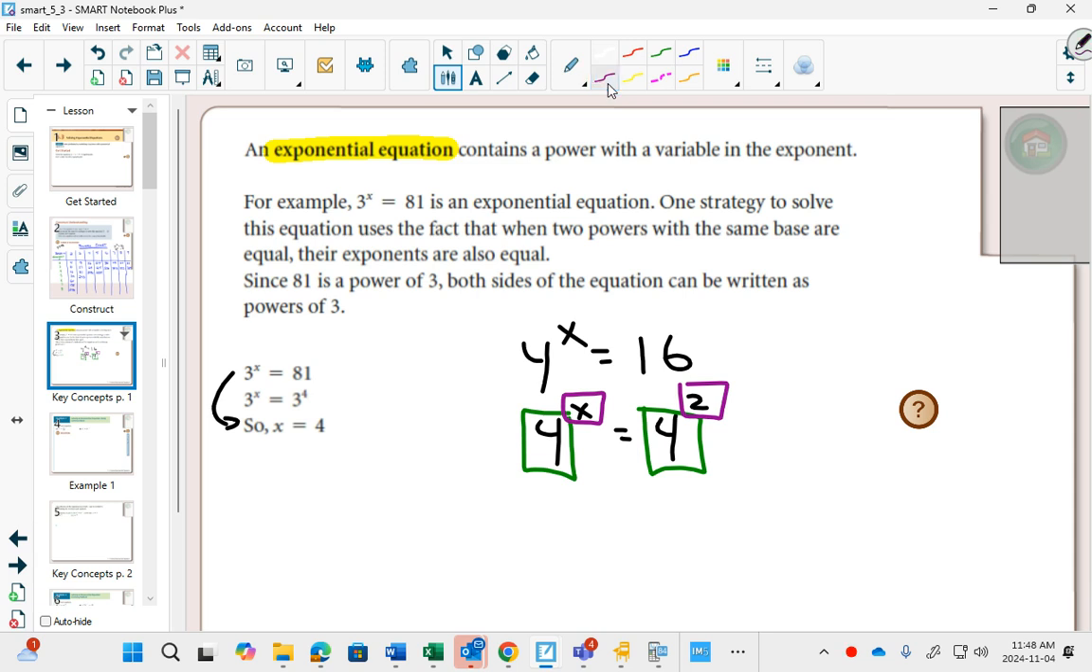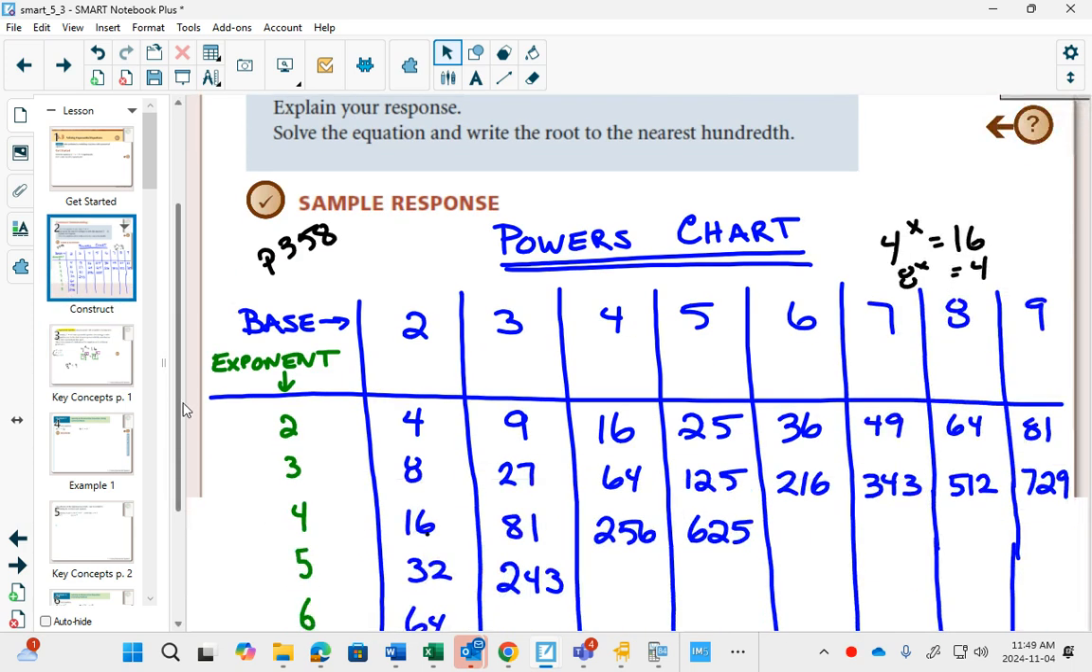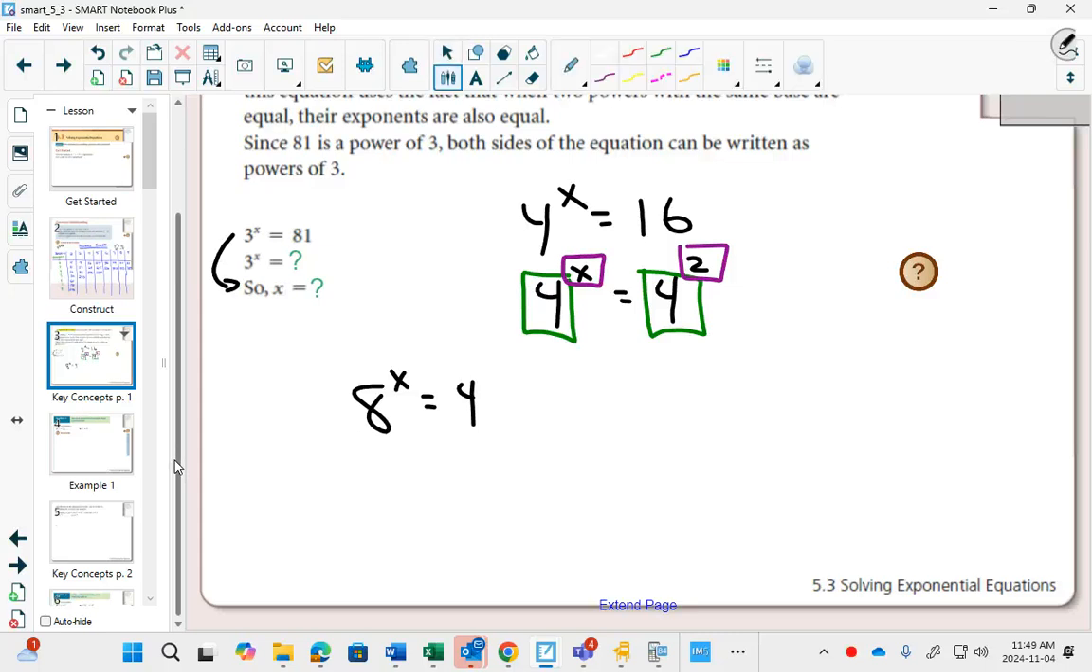So the second question that I gave you that was a little bit harder was this. 8 to the x equals 4. The question is, from your powers chart, could you write 8 and 4 as a power with the same base? So we look at our powers chart, and we notice that 8 and 4 are both in the same base of 2. They're in the same column as 2. So what that means is that I could rewrite 8 as 2 cubed. And I could rewrite 4 as 2 squared.